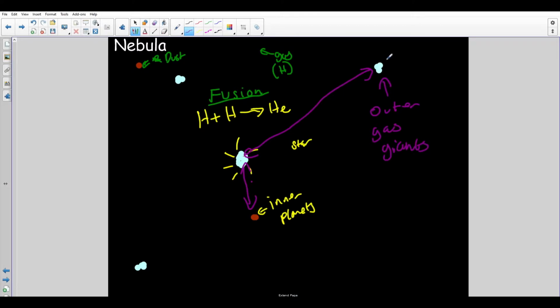So because there was more gas in the outer solar system, further away from the star, that wasn't pulled in, that's why the gas giants are able to form further out into the solar system.